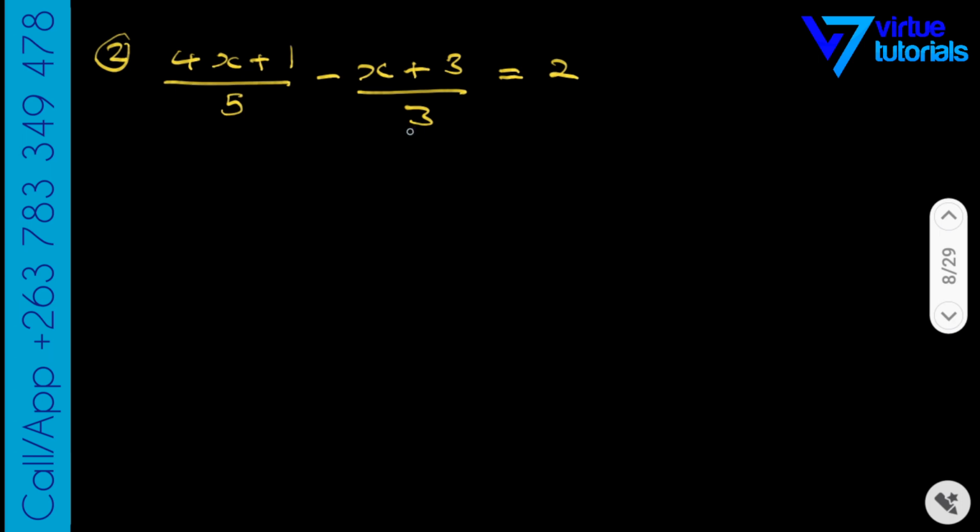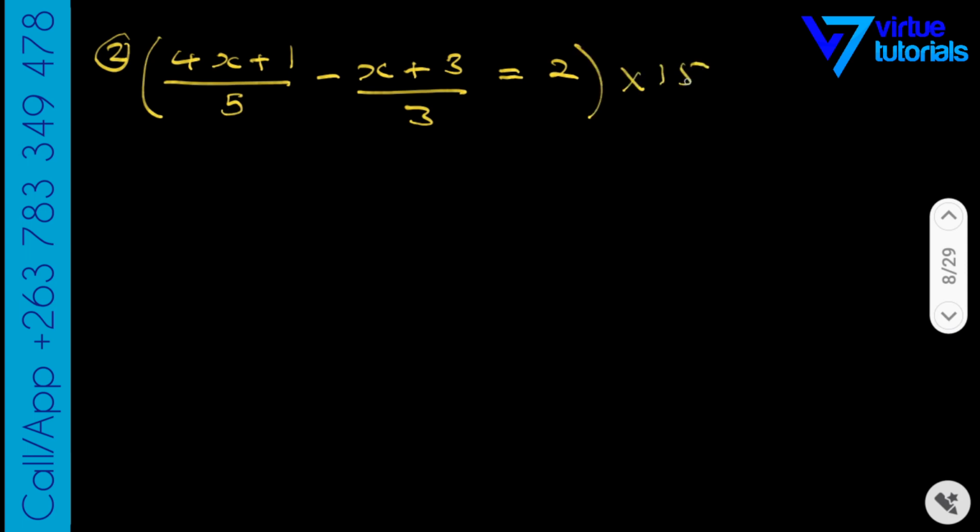Again, we have an equation that looks slightly more complex, but the approach is the same. We have (4x plus 1) over 5 minus (x plus 3) over 3 is equal to 2. So what do we do? We look at the lowest common multiple of the denominators we have. We have 5 and 3. What's the smallest number that 5 and 3 can divide into? It's 15. So I multiply this whole thing by 15.